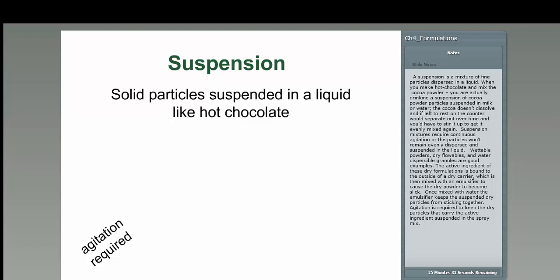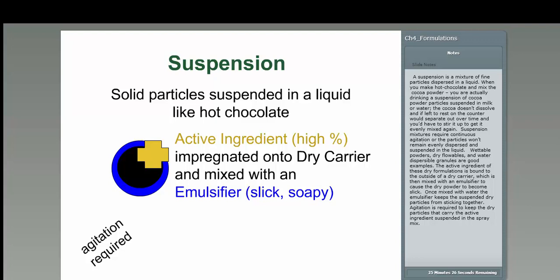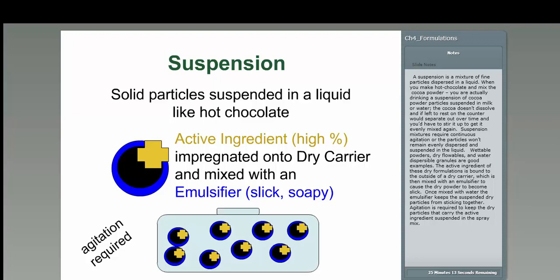Wettable powders, dry flowables, and water dispersible granules are good examples. The active ingredient of these dry formulations is bound to the outside of a dry carrier, which is then mixed with an emulsifier to cause the dry powder to become slick. Once mixed with water, the emulsifier keeps the suspended dry particles from sticking together. Agitation is required to keep the dry particles that carry the active ingredient suspended in the spray mix.